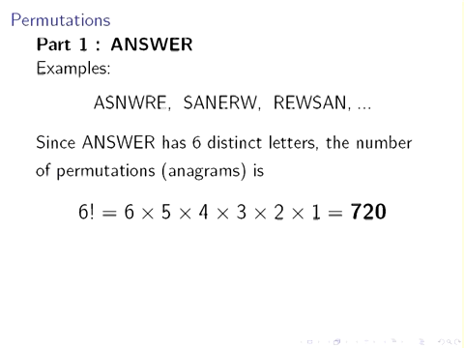Well, let's look at the first one there. I have given three examples of permutations of the letters: ASN, WRE, SAN, ERW, and so on. Now, since answer has 6 distinct letters, they're all different, the number of permutations is as follows. 6 factorial, and that's equal to 6 times 5 times 4 times 3 times 2 times 1, that is 720. Now, if you're not familiar with factorials, which is that little exclamation symbol there, I suggest having a bit of revision of that first before you continue.